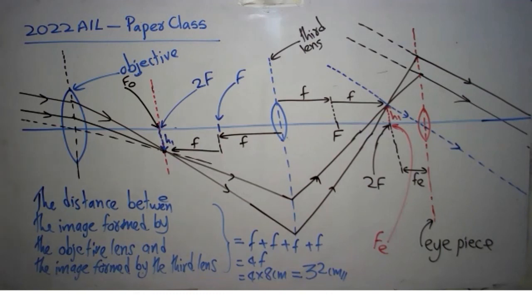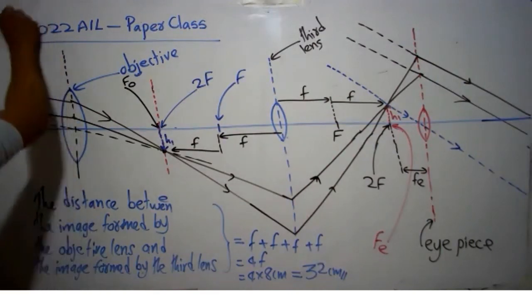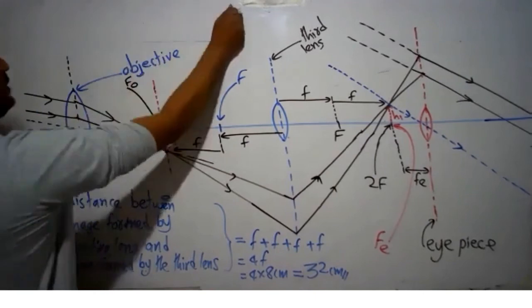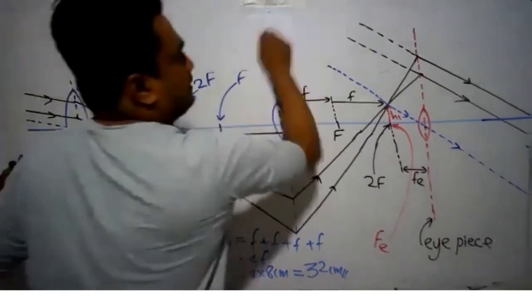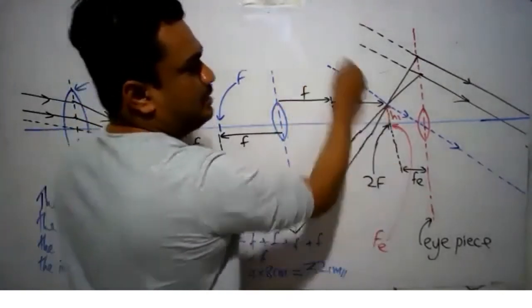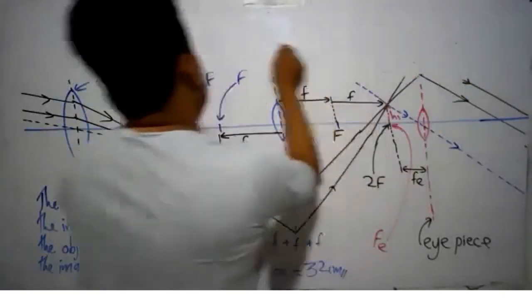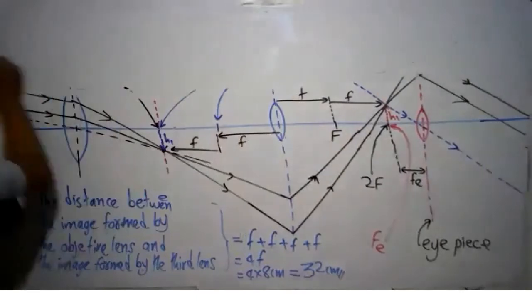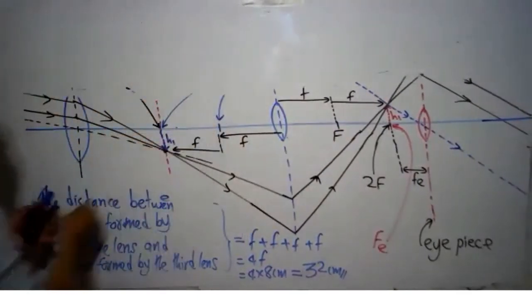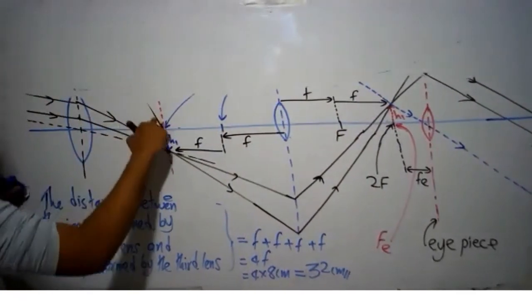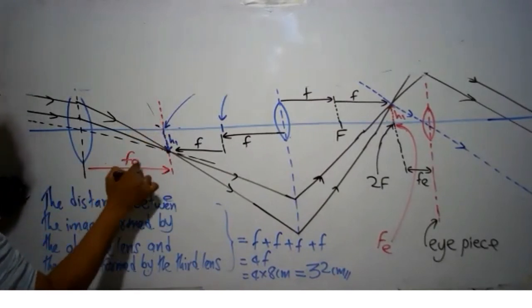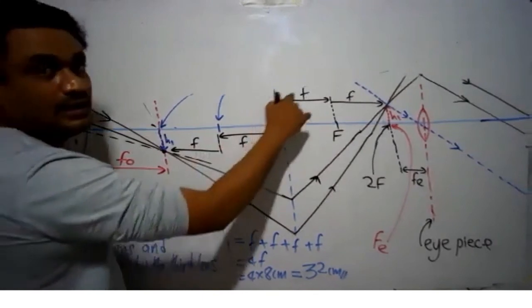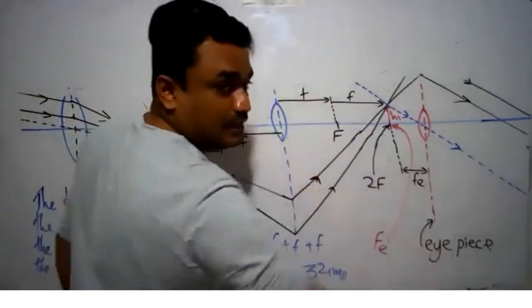Let's find the distance between the objective lens and the eyepiece lens. Look at the board. This is the objective lens. This is the third lens and this is the eyepiece lens. This is the focal point of the objective lens. Therefore, this is equal to F naught, F, another F, and Fe.